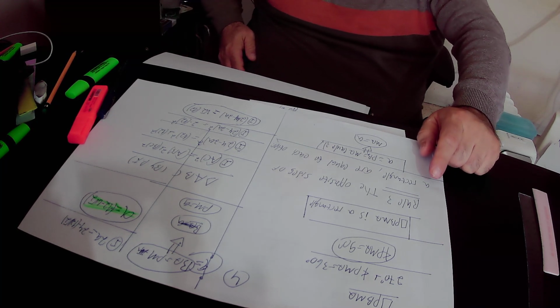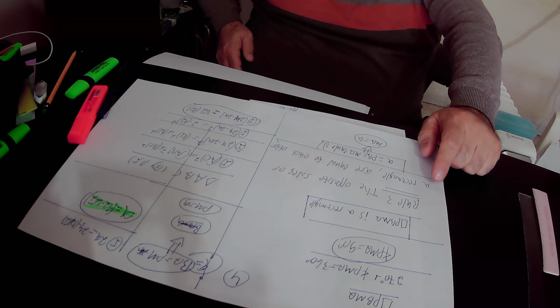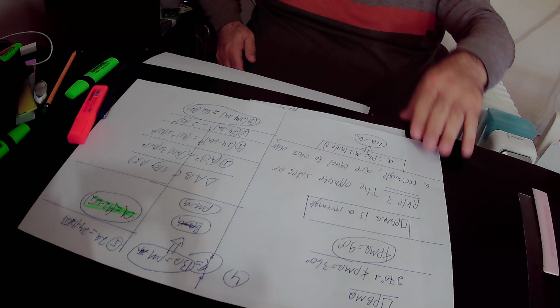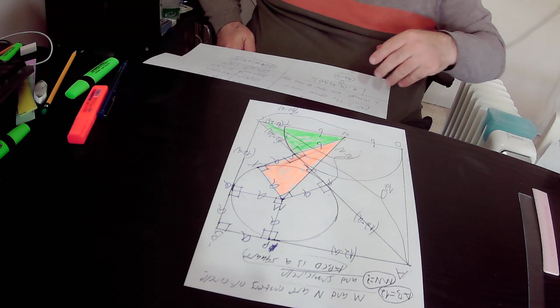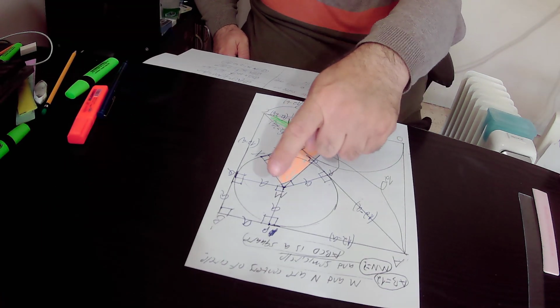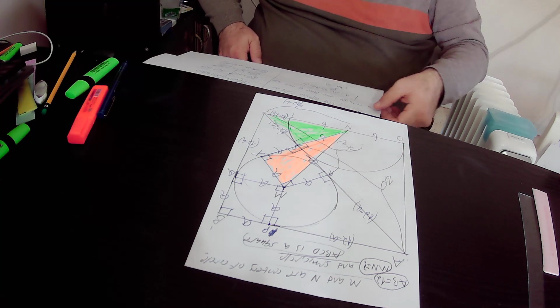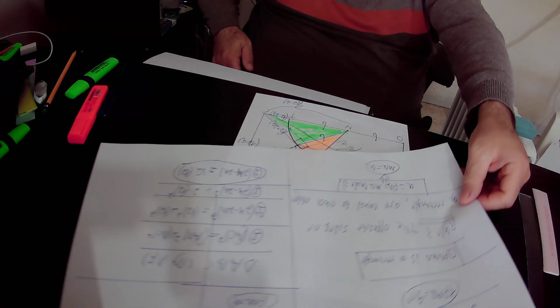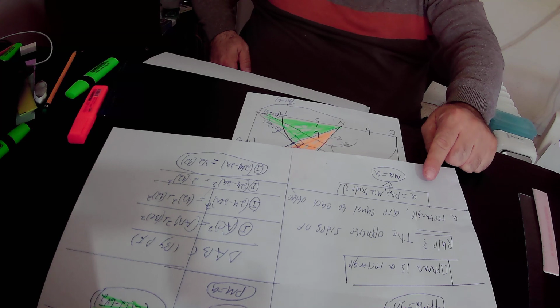And we have rule number 3. According to rule number 3, the opposite sides of a rectangle are equal to each other. So the opposite sides of rectangle PBMQ are equal to each other. That is to say, PM equals MQ.